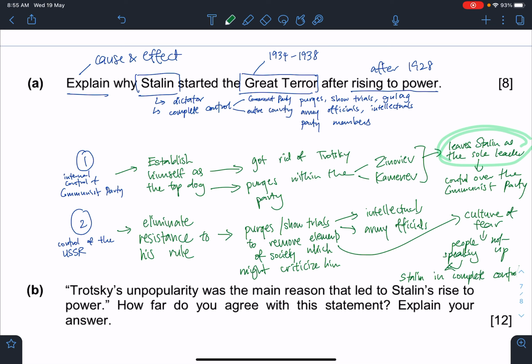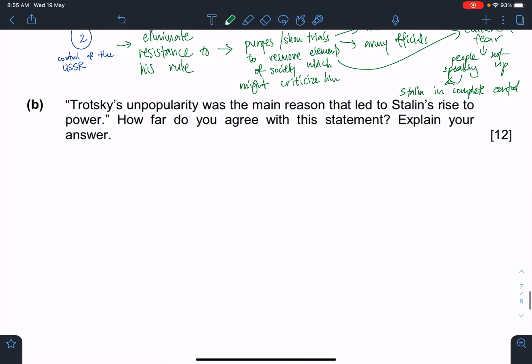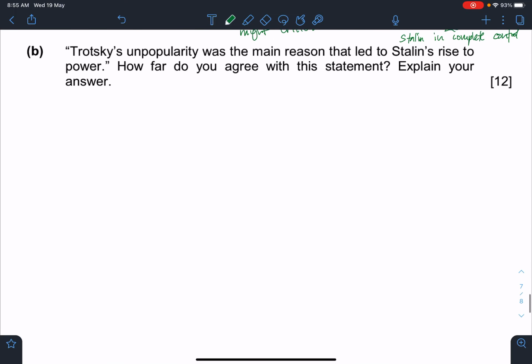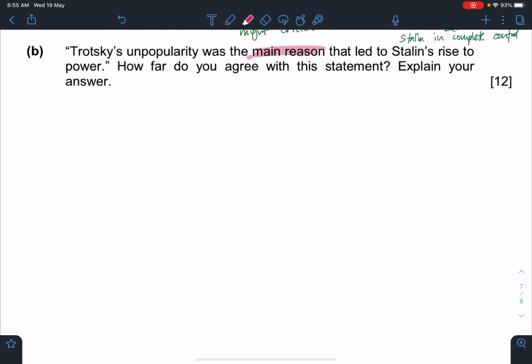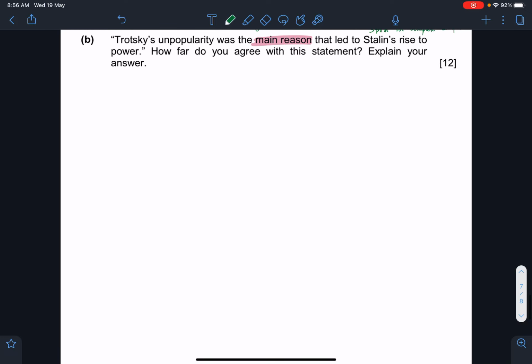Alright, now let's move on to the evaluative question. It says Trotsky's unpopularity was the main reason that led to Stalin's rise. Okay, keywords. I know that this question is a main reason kind of question, so it's evaluative. I need my 3 points. So somewhere I will have point 1, point 2, and point 3. And I know that my endpoint is Stalin's rise to power. And I know one of my points must be Trotsky's unpopularity.